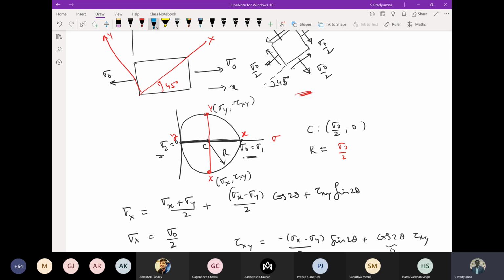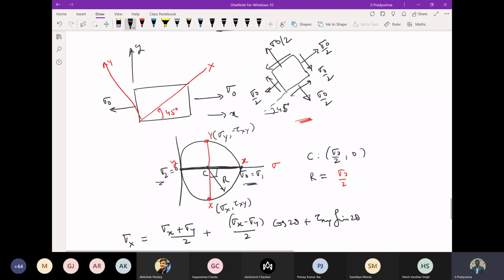Therefore, now it is very simple because we have already marked this. This sigma capital X has the coordinate of sigma naught by 2, and tau capital XY is equal to minus sigma naught by 2 here. Therefore, it is very easy to represent it in this manner, or with the help of the Mohr circle also.